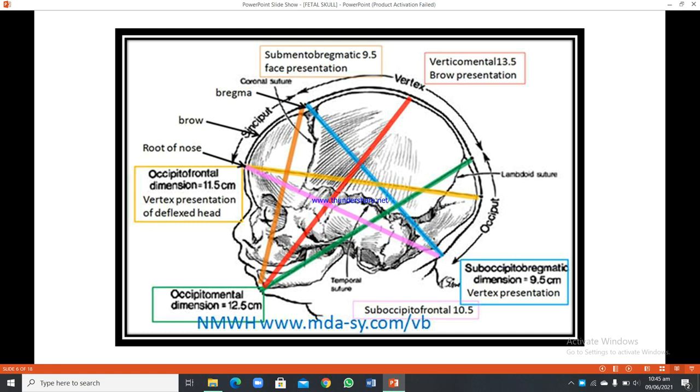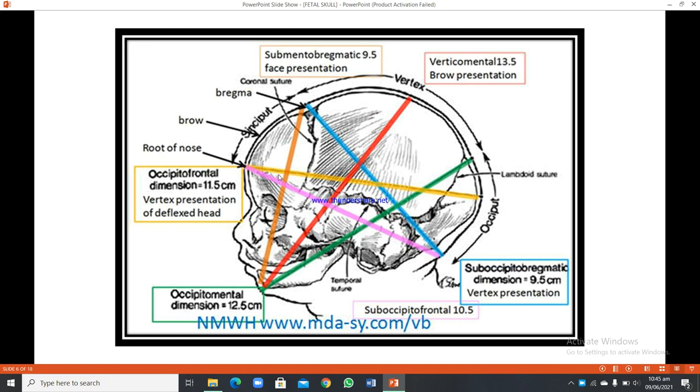This is a very important picture which is showing the different diameters of the fetal skull, and not all the diameters are favorable to pass through the pelvic inlet and outlet. Here you can appreciate there are some very long diameters which cannot at all pass through the birth canal.